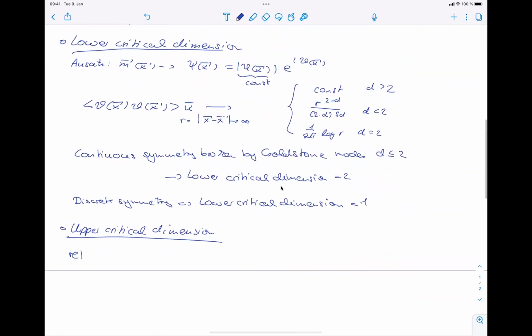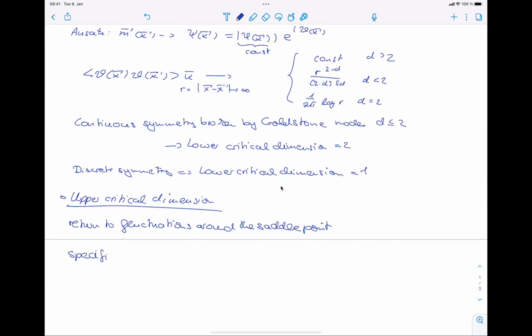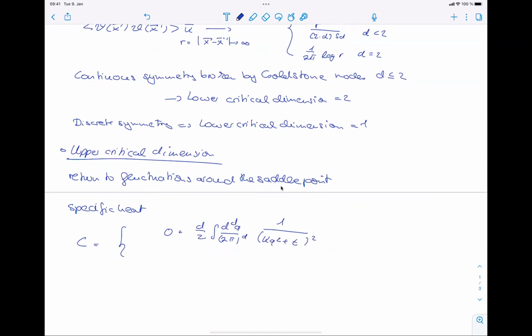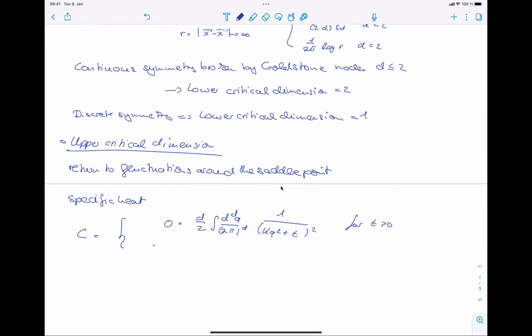So here we return and we looked at the specific heat and found that the specific heat can be written as 0 plus d over 2 for above the critical point and 1 over 8 mu plus 2 below the critical point.